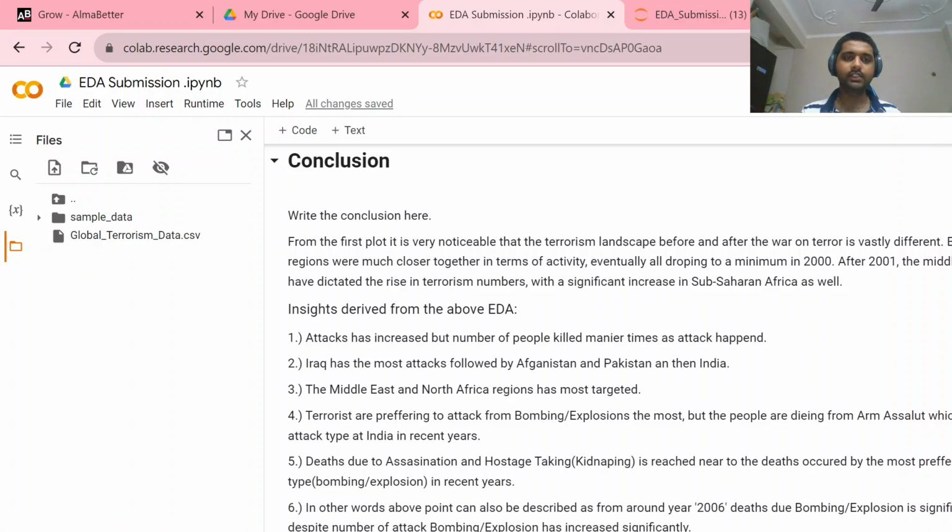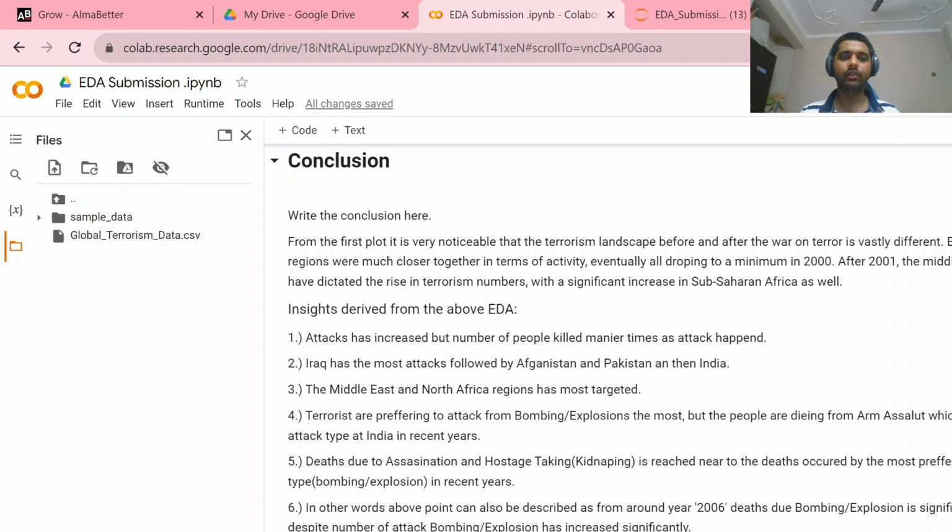So what are the insights we derived from the EDA? We are going to see it. Attacks have increased, and the number of people killed has increased many times as attacks happened. Iraq has the most attacks, followed by Afghanistan, Pakistan and India. The Middle East and North African region is the most targeted.